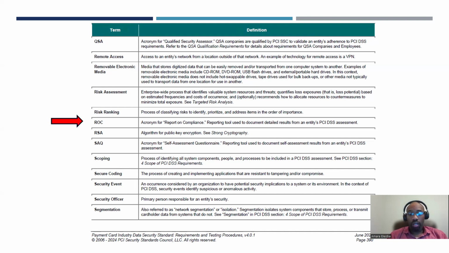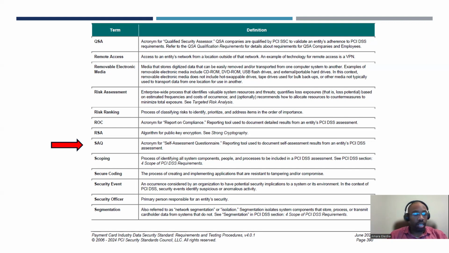Then ROC. ROC is what we call a report of compliance, and it's a reporting tool to document detailed results of the organization's PCI DSS assessment. Now, this is only for a company that's considered a level 1 merchant. And what does that mean? A company that is accepting over 6 million card transactions a year is considered a level 1. I will go into details where appropriate.